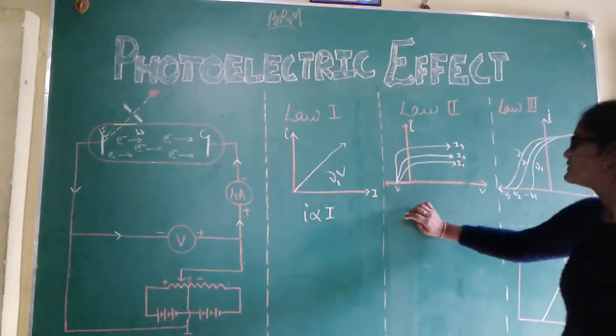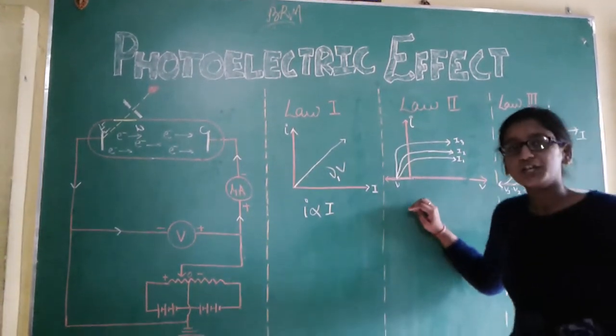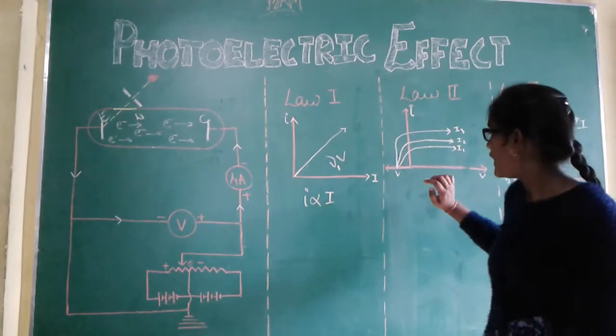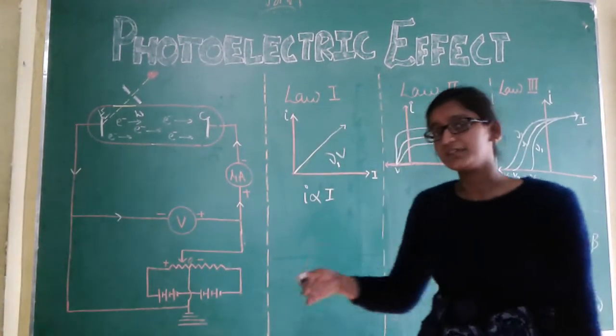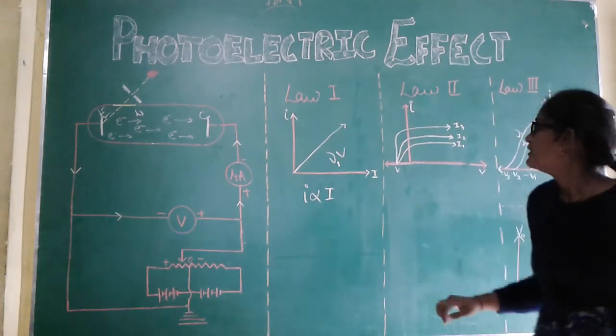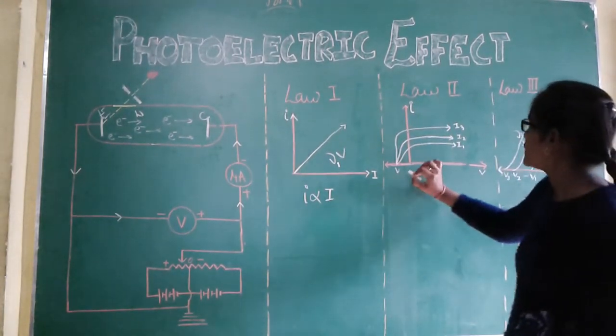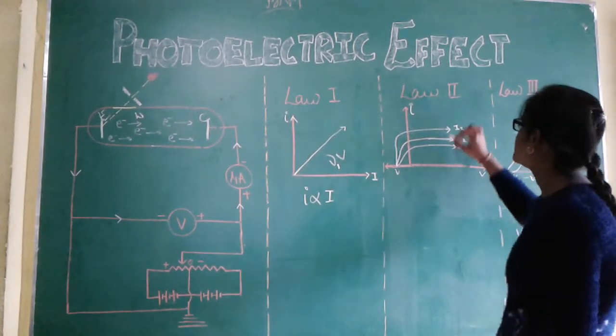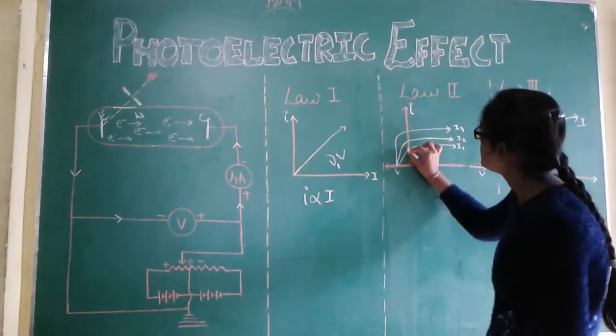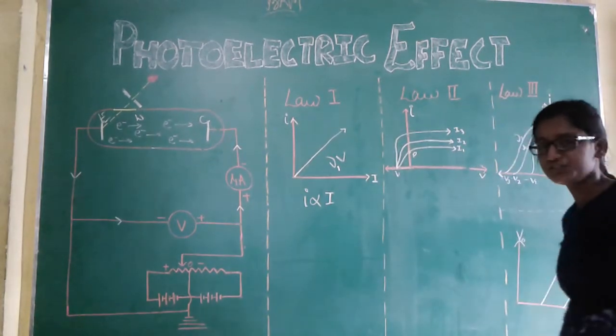Now come to our second law. It is the variation of potential. If we apply varying potential, then what happens to the photoelectric current? Let us see. Here we have a graph between the potential and the current, drawn for different intensities. This point is known as cutoff potential.